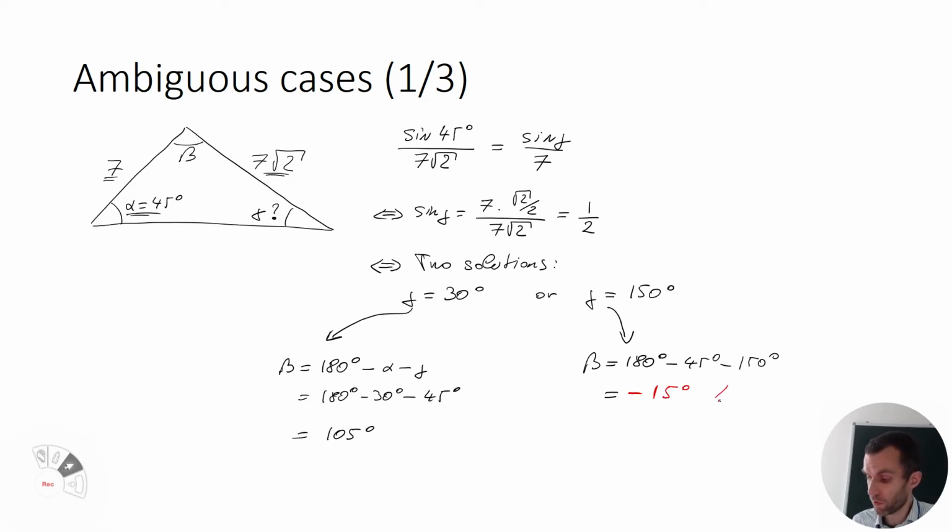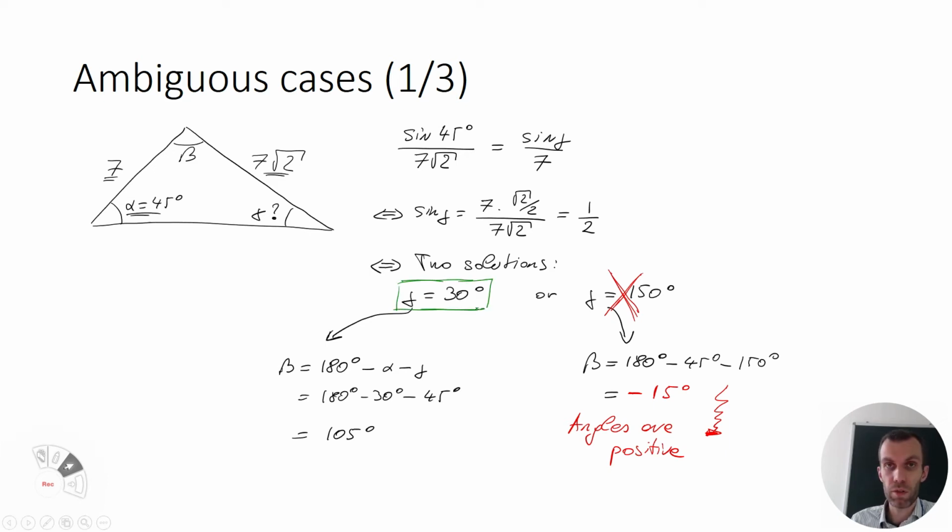And this is a problem, this is not allowed. Angles have to be positive, in a triangle at least. So we can rule out this solution. So the only solution that we have in this case is gamma is equal to 30, because if we calculate the other elements of the triangle, we get that the values make sense, they define a physical triangle. So we have here only one solution in practice.